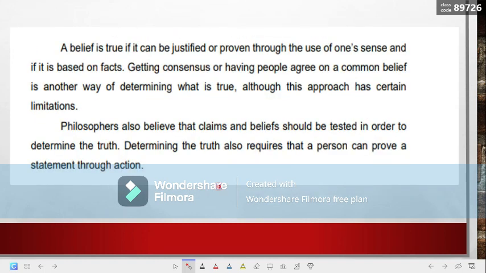Okay. Now, a belief is true if it can be justified or proven true through the use of one's senses and if it is based on facts. Getting consensus, meaning having an agreement or having people agree on a common belief, is another way of determining what is true, although this approach has certain limitations. Philosophers also believe that claims and beliefs should be tested in order to determine the truth. Determining the truth also requires that a person can prove a statement through action.